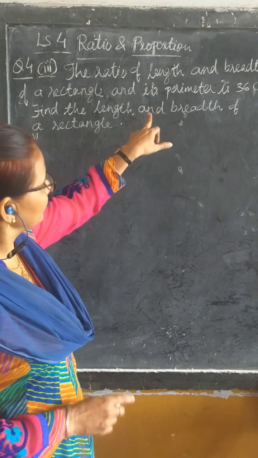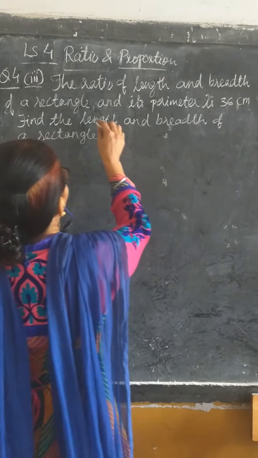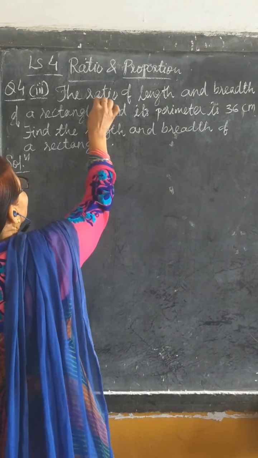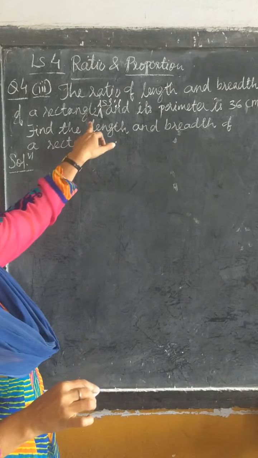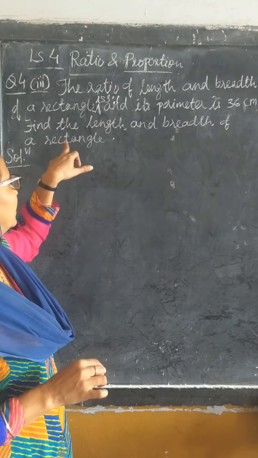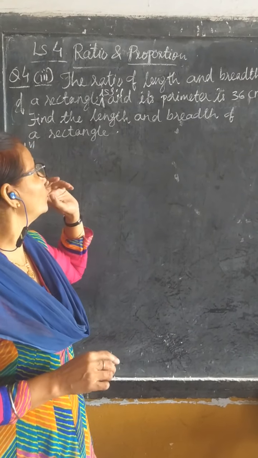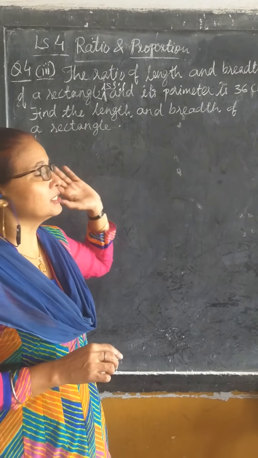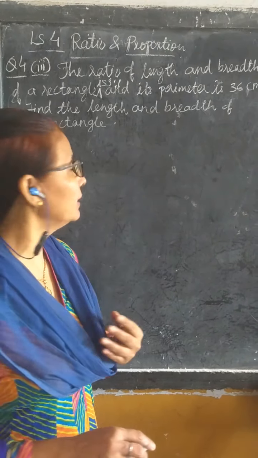The ratio of length and breadth of a rectangle is, sorry, here I forgot to write the ratio. The ratio is 3:1 and its perimeter is 36 centimeter. So you have to find the length and breadth of the rectangle. Now you know children, whenever the ratio is given, we take, let the common multiple be x.